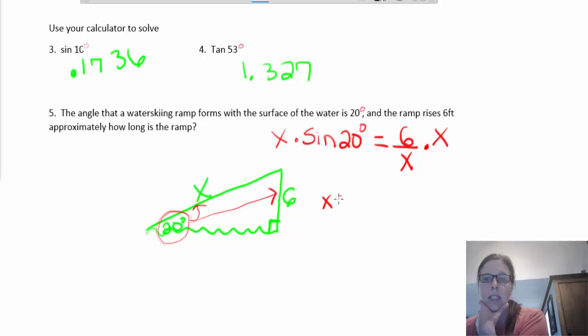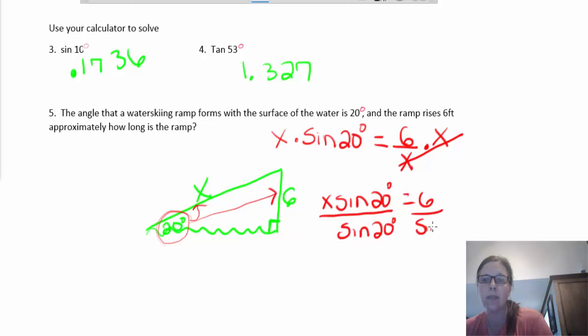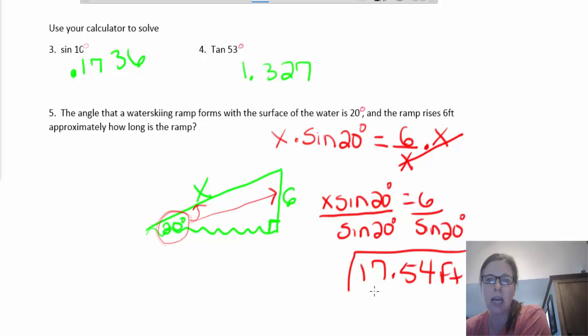So we have x sine of 20 degrees equals 6. But we want x by itself, so we divide by sine of 20 degrees. In your calculator, you're going to put 6 divided by sine 20. And you should get 17.54, and we're dealing with feet. So that means that that ramp is about 17.5 feet.